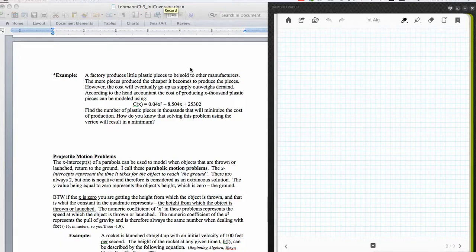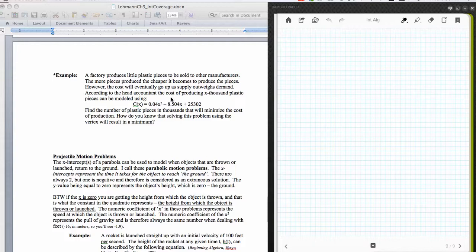Okay, this one we're going to continue maximization and minimization problems. So this one is a minimum problem. In this problem we have a factory that produces little plastic pieces to be sold to other manufacturers. The more pieces produced, the cheaper it becomes to produce those pieces. However, the cost will eventually go up as supply outweighs demand.